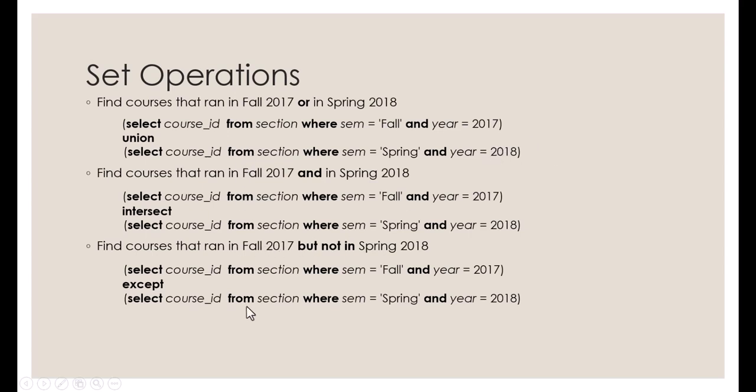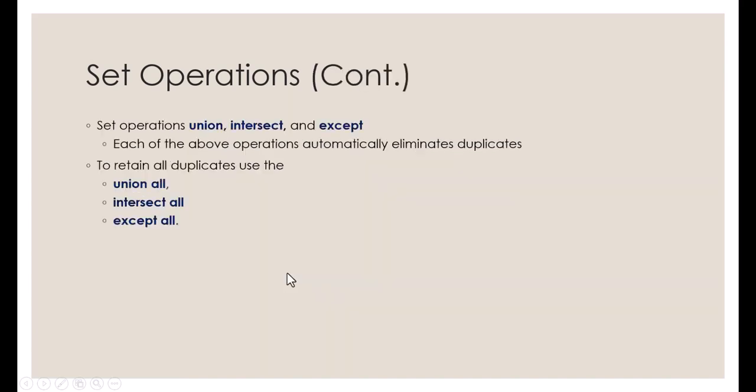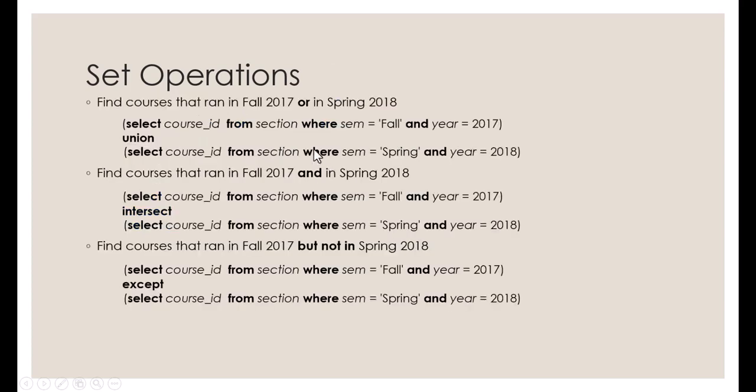Okay, so the rest are the same other than the fact that because it's and, we're using the keyword intersect, and for but not in, we're using except. So union, intersect, except, all of these will automatically eliminate duplicates. But if you do want to still see the duplicates, all you have to do is add the word all followed by union, intersect, or except. So you would just have union all, and this will actually return all of the duplicates as well.